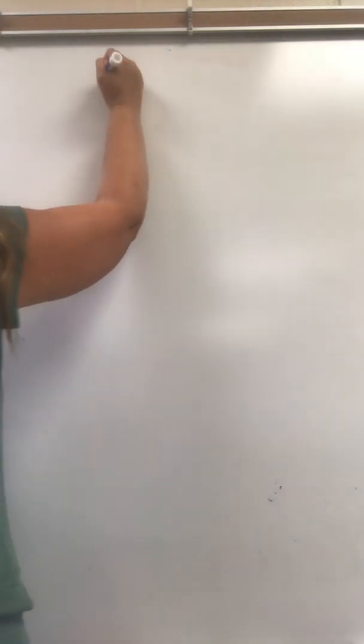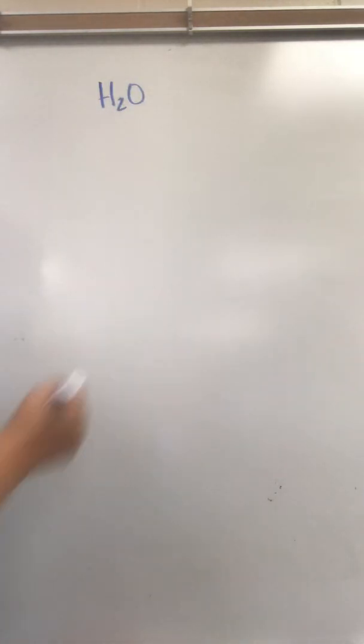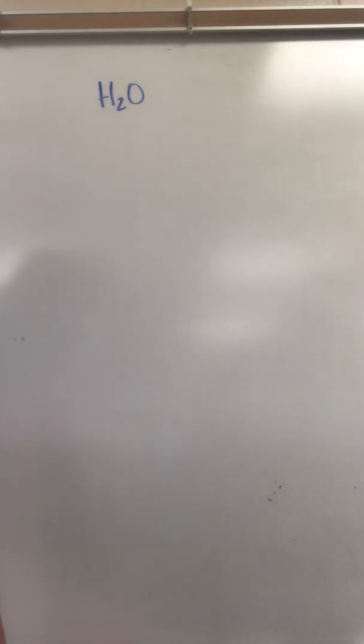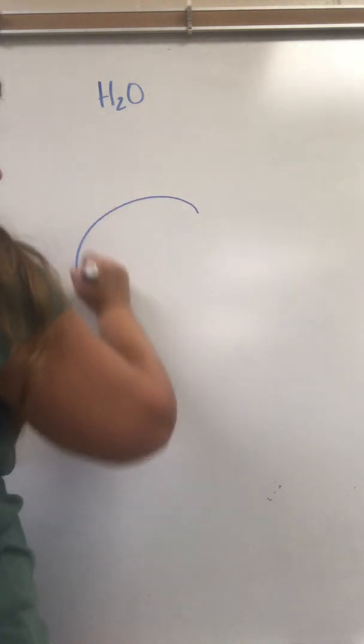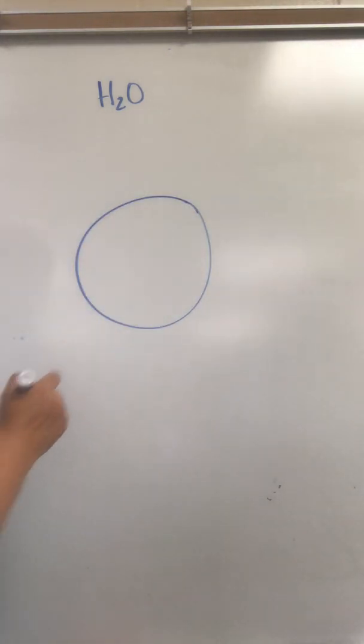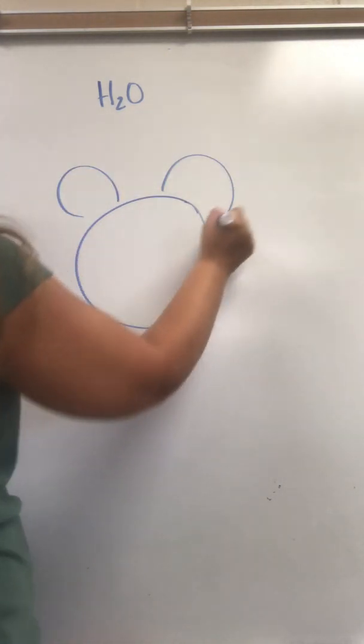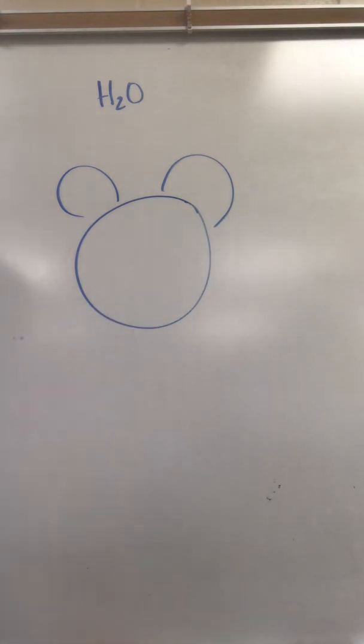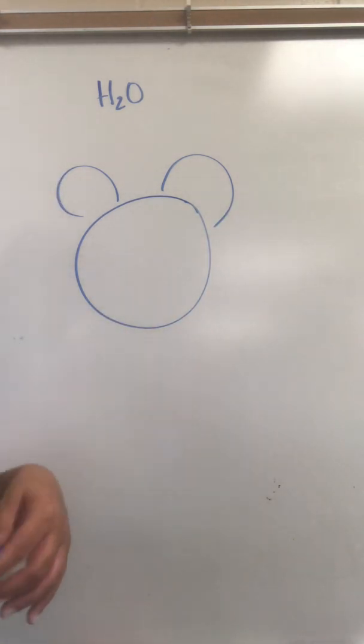So we know, hopefully, the formula for water, which is H2O, okay? And that tells us that we have 2 hydrogens and 1 oxygen. And so let's go ahead and draw it. So here's our big oxygen molecule, and here are our 2 hydrogen molecules. Looks a lot like Mickey Mouse, which is an easy way to remember it.